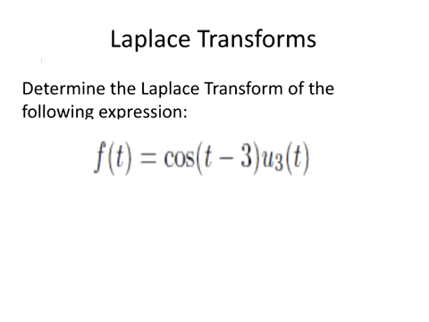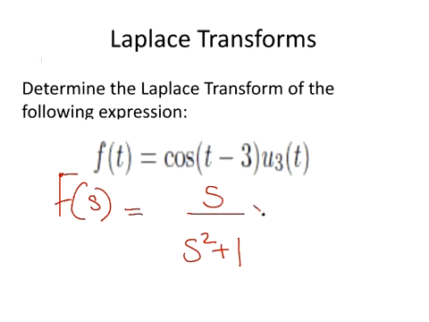So let's put it all together now. F of s equals s over s squared plus 1 times e to the minus 3s. And that is the answer. We can't simplify it any more than that. So that's the answer we're going to go with. And that ends the presentation.